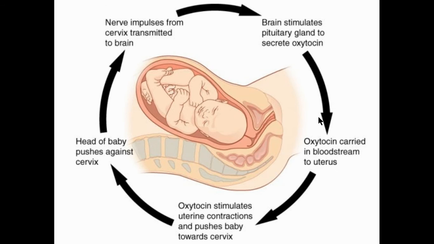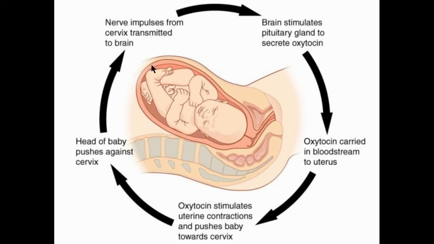So here's a picture of it. The head of the baby is going to push against the cervix, right? So here's the cervix right here. This part has to open up in order for the baby to fit through this canal right here and come out, okay? So in order for that to happen, the nerve impulse from the cervix is going to be transmitted to the woman's brain. Woman's brain up here. And then the brain is going to stimulate the pituitary gland to secrete a hormone called oxytocin. And then oxytocin is going to be carried in the bloodstream down to the uterus.